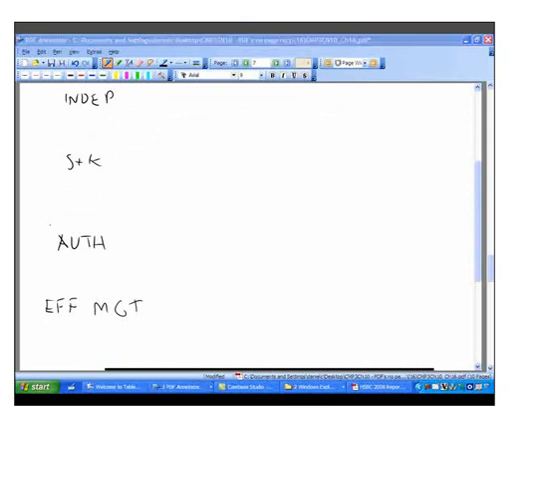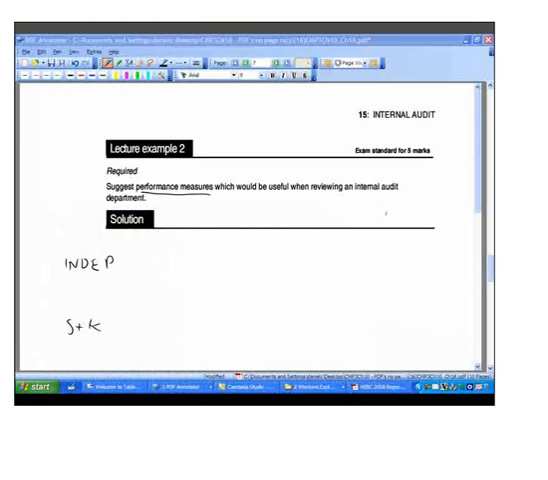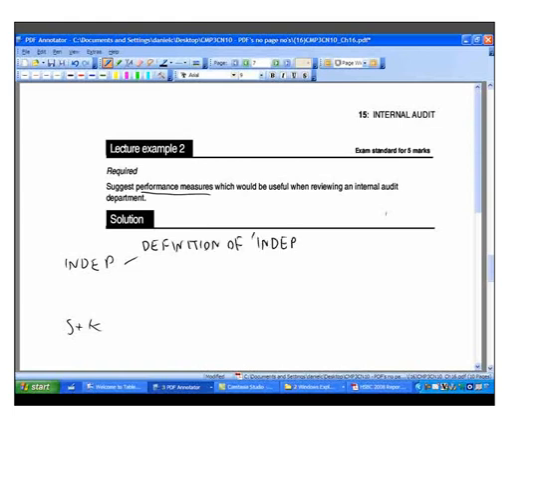Okay, so what measures could you come up with? Well, independence is a tricky one because it's a bit of a subjective concept. But what you might need to do first is come up with some sort of definition of independence. So maybe it is someone perhaps who has not worked in the business for a certain number of years or was recruited from outside the business or something like that. And if you can set up a definition of independence, you can assess the percentage of your team, percentage of your auditors, who you would assess as independent.